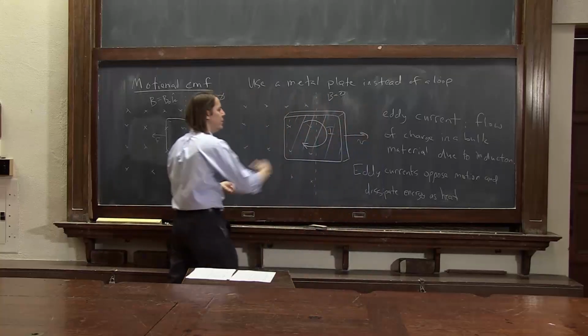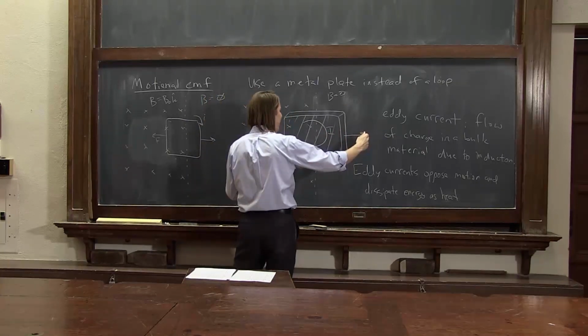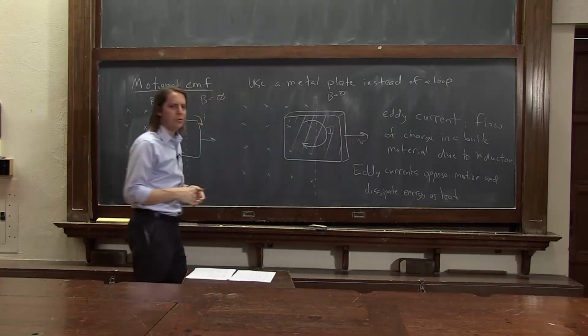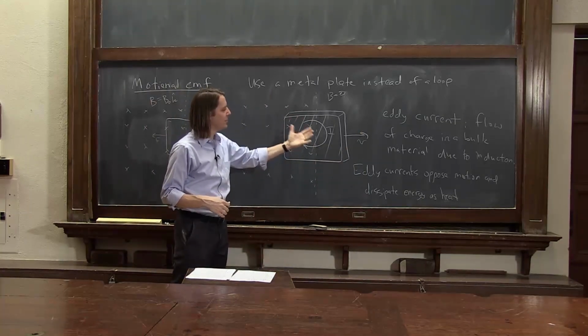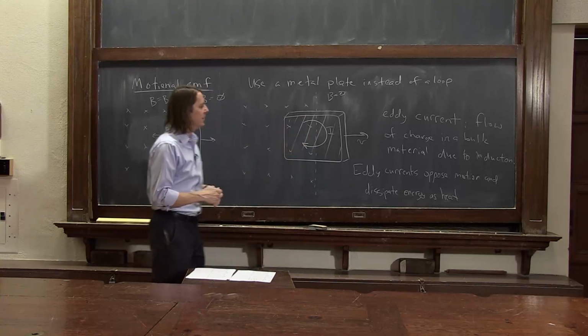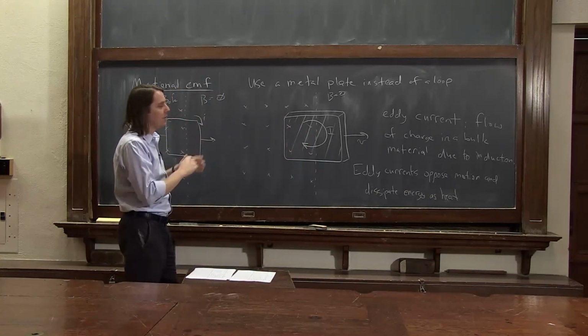So in this case, if you really had to do work to pull this thing out because it's feeling a magnetic force pulling it back, the work that you do would be converted into heat in the eddy currents, because you'll get a big current flow in here, but the material has some inherent resistivity in it, and that's where you'll lose your energy. So eddy currents occur all the time.